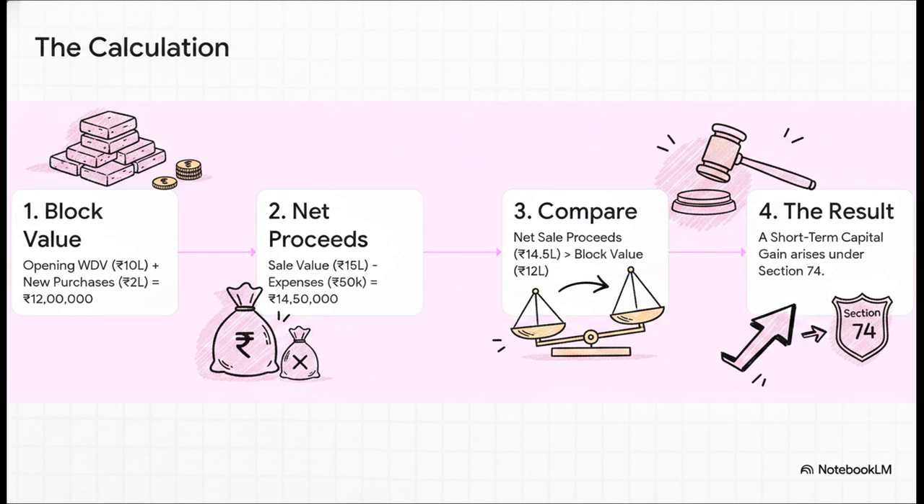Next, what did they actually pocket from the sale? Well, they got 15 lakh, but spent 50,000, so the net sale proceeds are 14 lakh 50,000. Now we compare the two, and bingo! The money they got from selling one asset, 14.5 lakh, is more than the value of the entire block, which was 12 lakh. That is the exact trigger for Section 74.